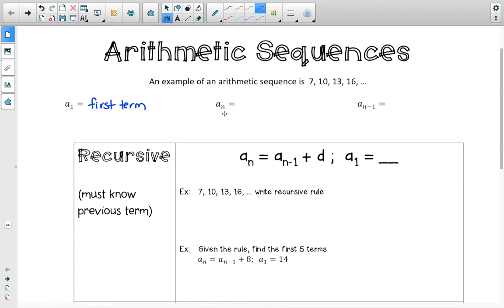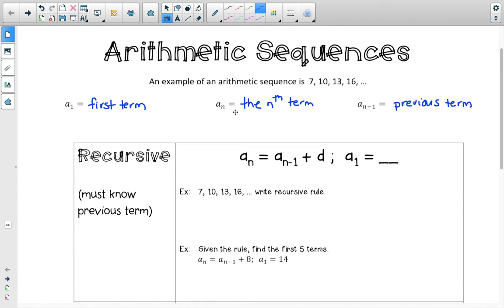A sub n means the nth term. This means any term I want to know. I can plug this number in for n and say a sub 12, and that means the 12th term. A sub 144 means the 144th term. A sub n minus 1, got to be careful on how you say this, that n minus 1 is all in the subscript, so a sub n minus 1 means the previous term.